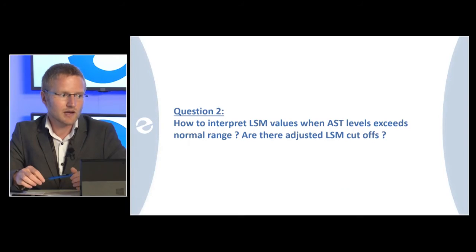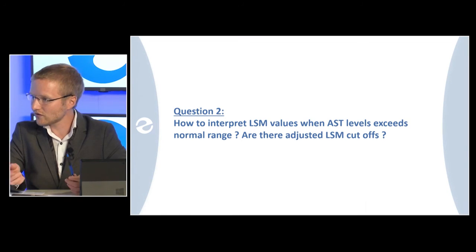Okay, thank you. So it leads us to the second question, which you probably answered already in your presentation. How to interpret stiffness value when AST level exceeds normal range? Are there adjusted cutoffs? Yeah, I hope I could answer it. Hopefully with the multicenter study we had now, we use the inflammation-adapted cutoff values. So yes, I would do it like that.